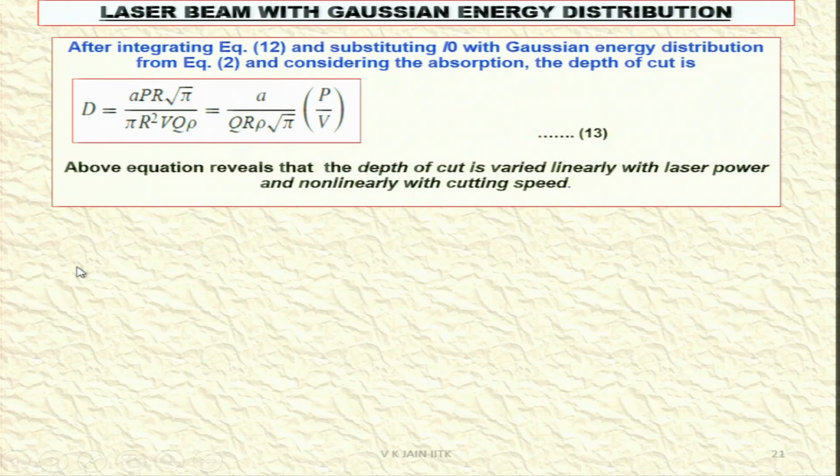The above equation reveals that the depth of cut varies linearly with laser power. You can see the relationship. This is the depth of cut, and it varies linearly with laser power, that is P. So it is a linear variation of D with P, and it varies non-linearly with cutting speed.